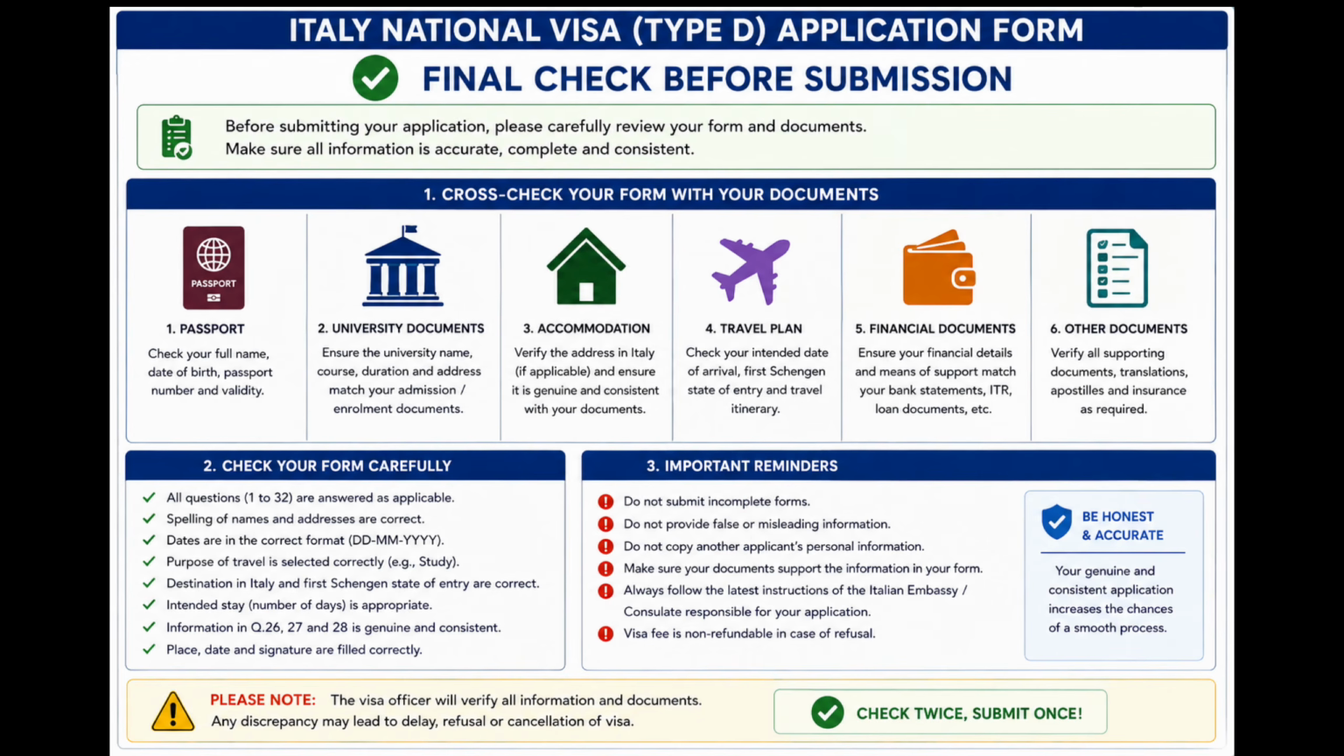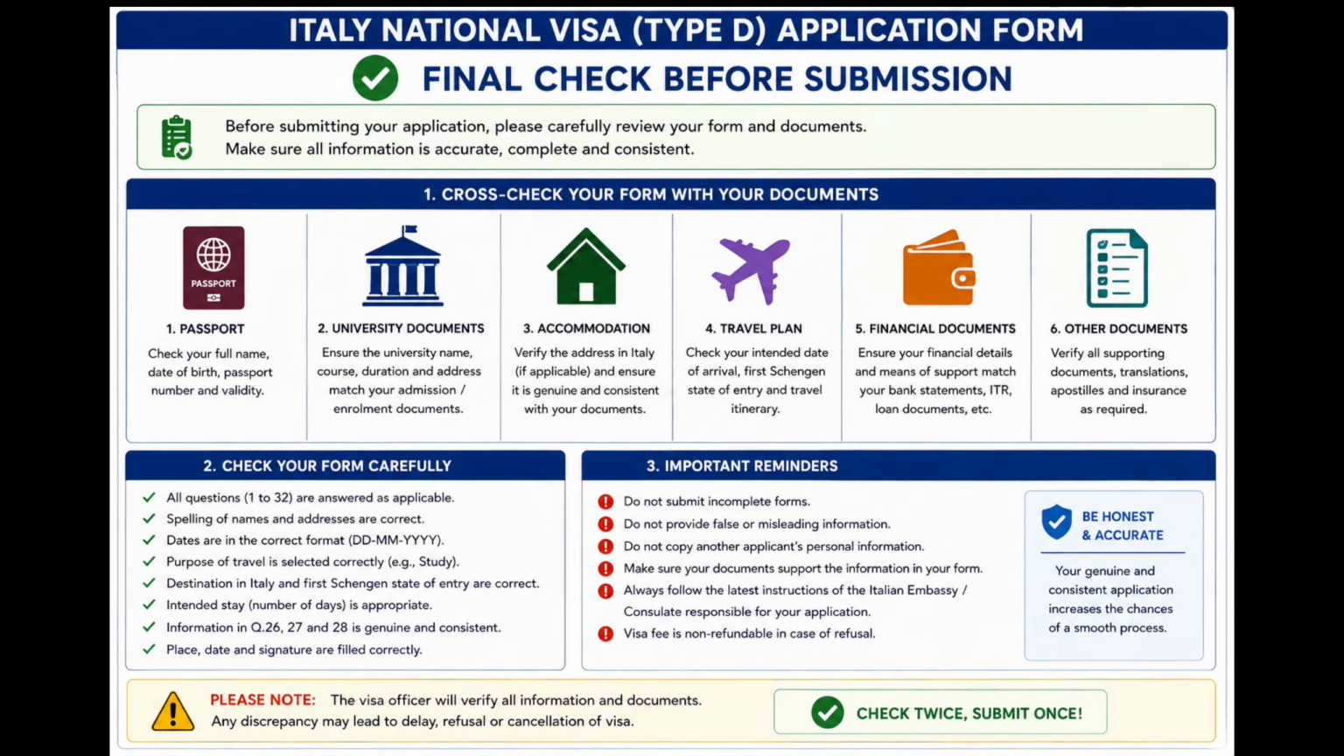Do not submit fake documents. Do not use someone else's personal information. Do not guess information just to complete an empty box. And do not rely only on an old YouTube video or another student's filled application. Always check the latest official instruction from the Italian embassy and consulate responsible for your application. The Italian Ministry of Foreign Affairs provides the national visa through its official visa portal, and Italian diplomatic missions also publish visa forms and requirements.